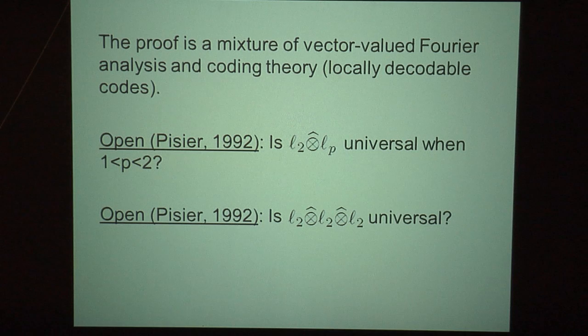So again, I want to highlight open questions about universality. Here are very concrete questions. L2 tensor L1.5 is a very concrete space. I can give a formula for the norm, and nobody can decide whether there exists one metric space, say with 100 points, or 23 points, that requires distortion at least 1.01 in this space. That's all I ask, and we cannot decide this.